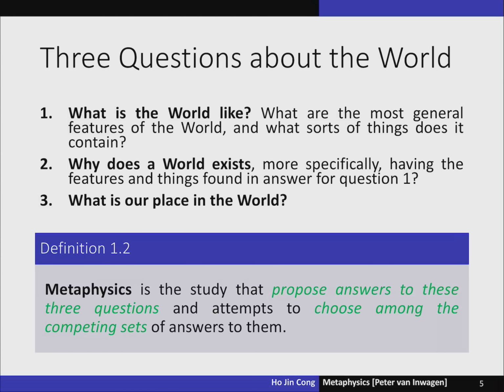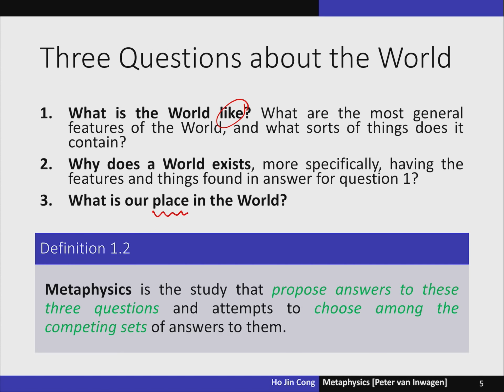The first is, what is the world like? In other words, what are the most general features of the world and what sorts of things does it contain? And secondly, why does the world exist? More specifically, why does it have the features and things that we found in the answer to the previous question? And lastly, what is our place in the world?